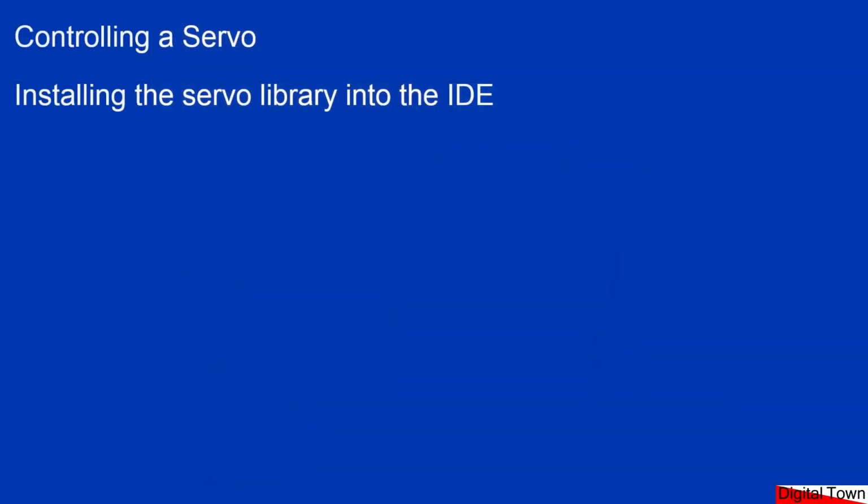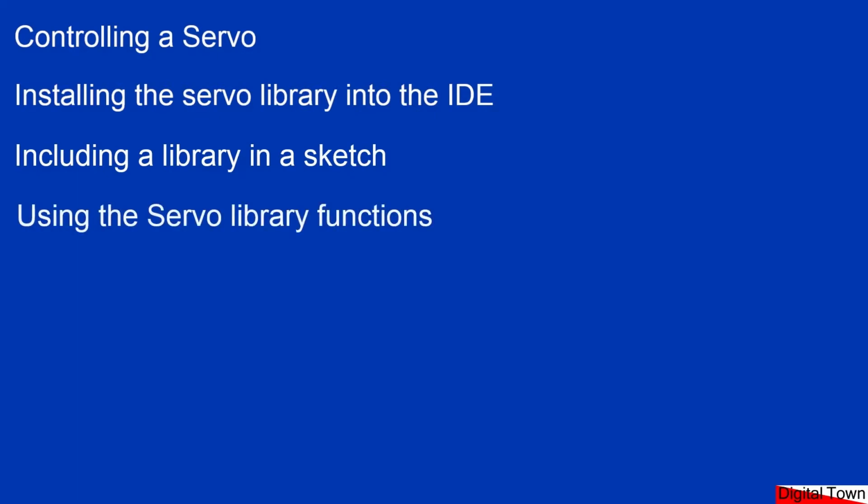Now, a servo is different to any of the other items that we've looked at so far in that they require a library to be installed into the Arduino IDE. So part of this tutorial today we'll look at how you get that library installed. We'll then look at how you include the library in the sketch, because it's one thing to include it in the IDE software, but it's another thing to actually get it to work within the sketch. And then finally, when we've done all of that, we'll actually use the servo library to control the movement of our servo. So that's the lesson plan for today, so let's get on with it.